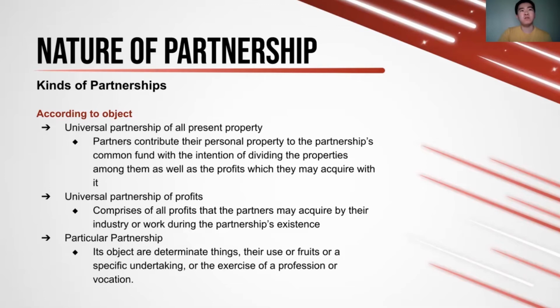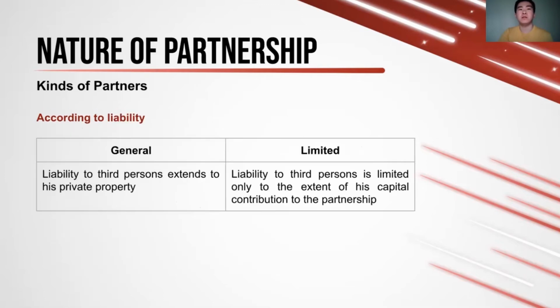Now for the kinds of partners, according to liability. The first one is a general partner. A general partner's liability to third persons extends to his or her private property. However, for a limited partner, his or her liability to third persons is only limited to the extent of his or her capital contribution to the partnership.